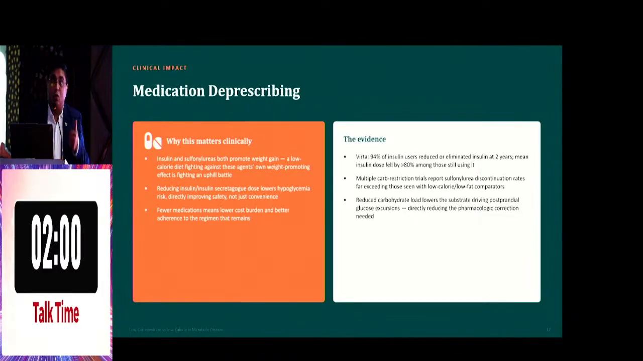Another thing with low carbohydrate is medication deprescribing. Even in the Virta trial, 94% of the insulin users reduced or eliminated insulin at 2 years, and mean insulin dose fell by more than 80%. Multiple carb restriction trials report sulfonylurea discontinuation rates far exceeding those seen with low calorie or low fat comparators. And reduced carbohydrate load lowers the substrate driving postprandial glucose excursions, directly reducing the pharmacology correction needed.